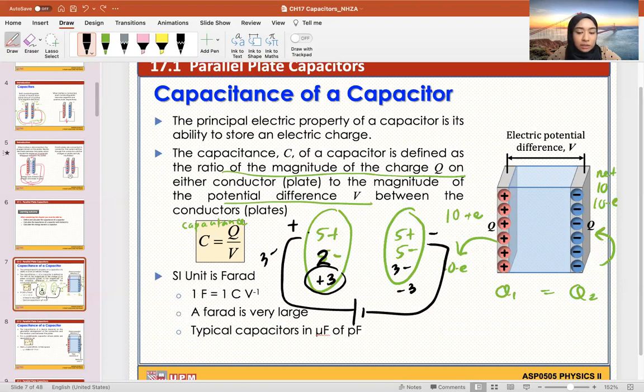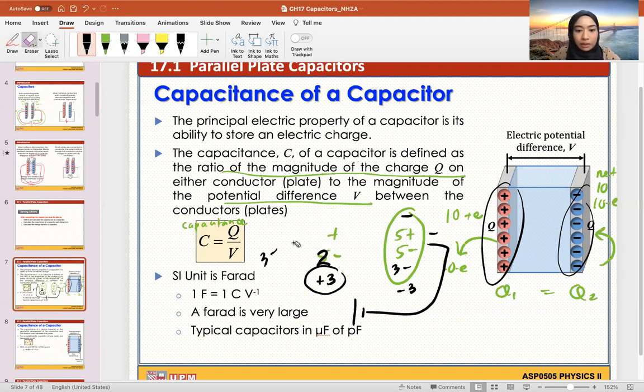It doesn't matter which plate you are looking at, positive or negative, the value will be the same. If this one is 3, the other is 3. If this is 5, the other is 5. So I just need to know the number of Q on one plate, and that is fine to calculate the capacitance of the whole capacitor. This whole thing is a capacitor. Is everyone okay with that? Any confusions so far? Everyone's okay. All right, so that was the concept. Now let's look at the equation.